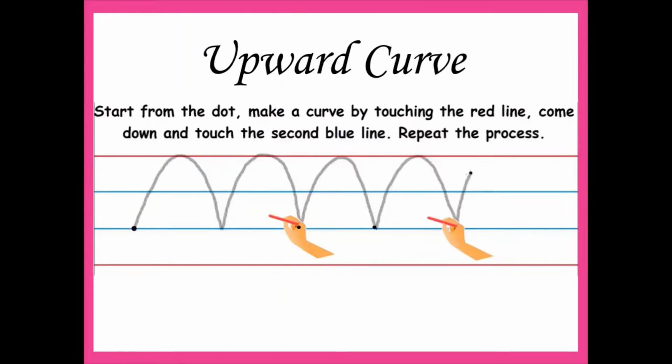Upward curve. This, we start from dot, make a curve by touching the red line, come down and touch the second blue line, okay? And we need to repeat this process, okay? The same way, again, start from the dot, make a curve by touching the red line, come down and touch the second blue line.